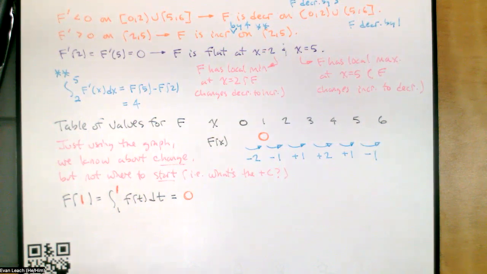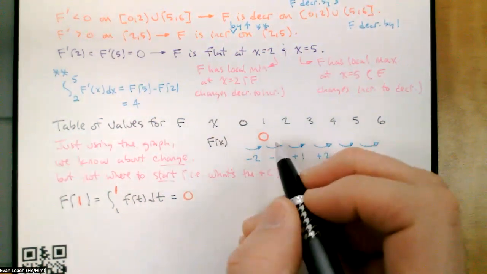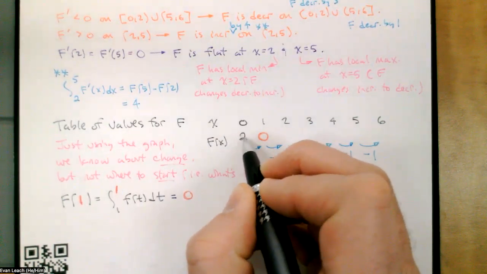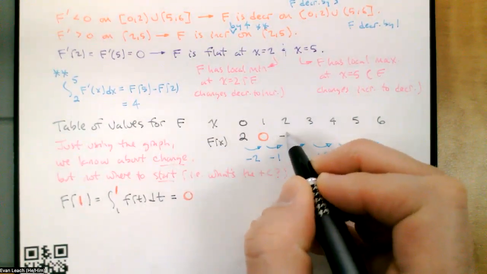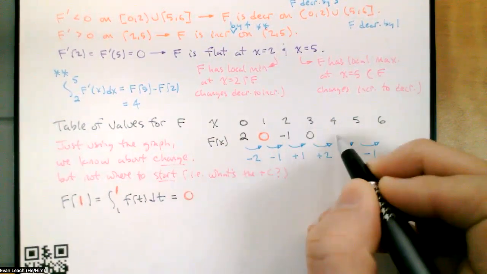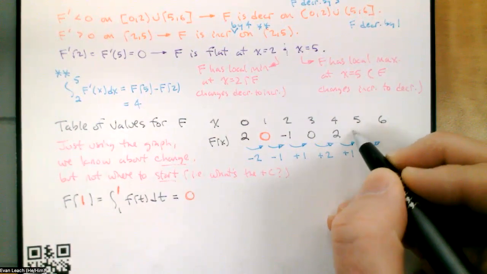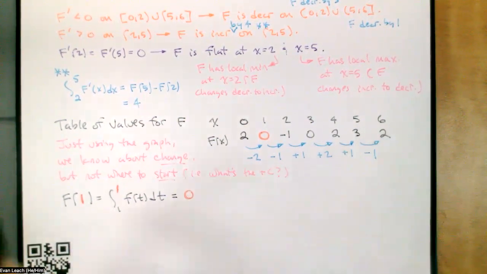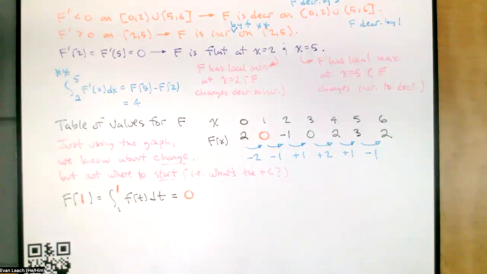Once we know where to start, we can just use the changes to figure out the rest. If we start off at 2 and decrease by 2, we'll end up at 0. We decrease by 1. We increase by 1. We increase by 2. We increase by 1. And then we decrease by 1. Once we have a place to start, we just follow the changes till the end.